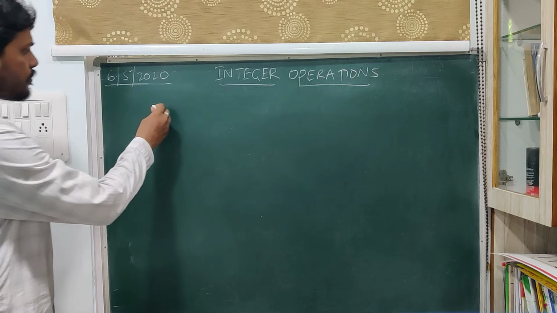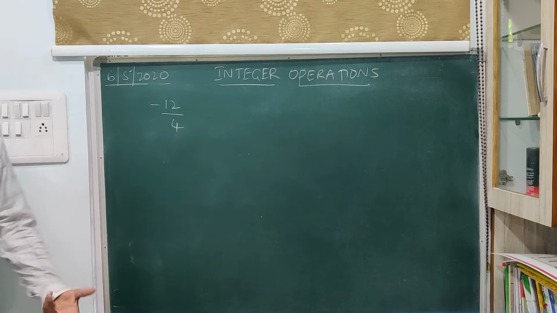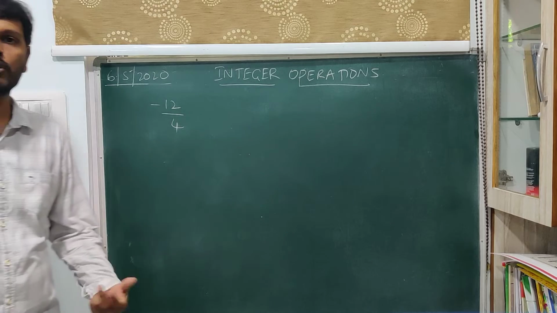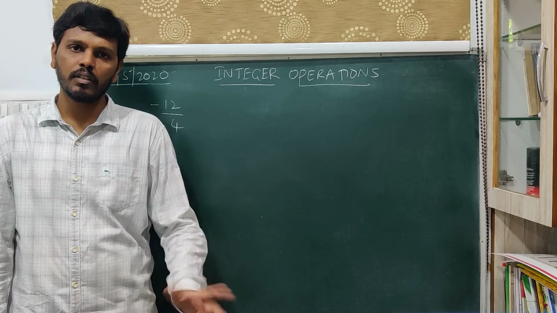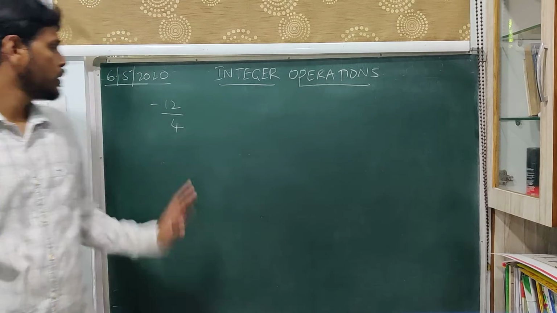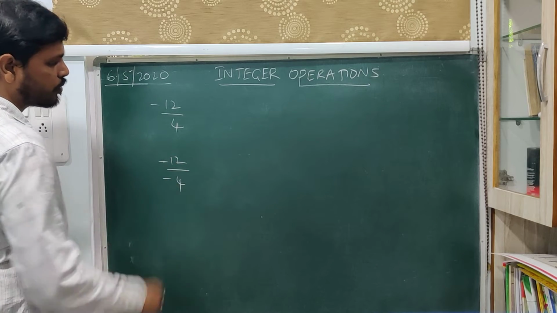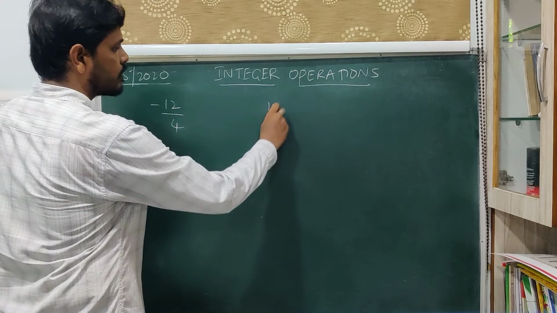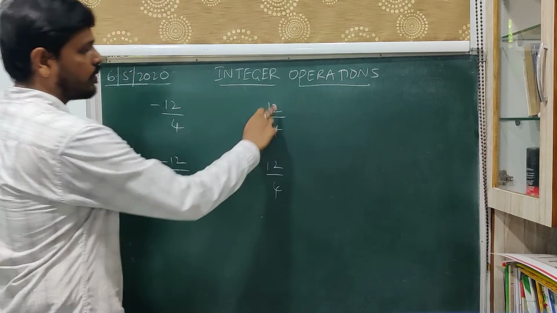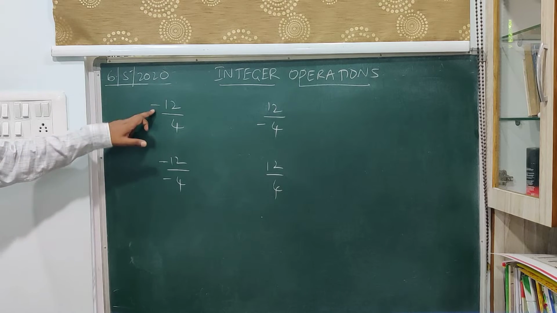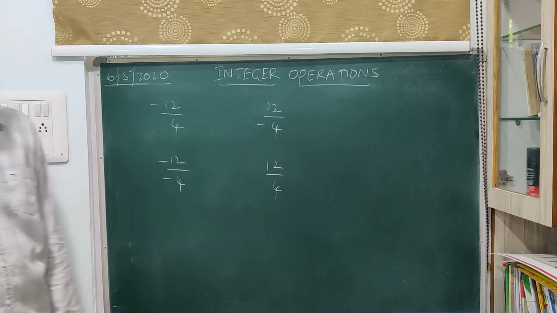First, suppose you have 12 divided by 4. For any given two integers, we have four possibilities. Either both of them are positive, both of them are negative, one is positive and the other negative, and vice versa, that is negative and positive. So this is the first case. Suppose you have minus 12 by minus 4. This is the second case. Then 12 by minus 4, and minus 12 by 4.